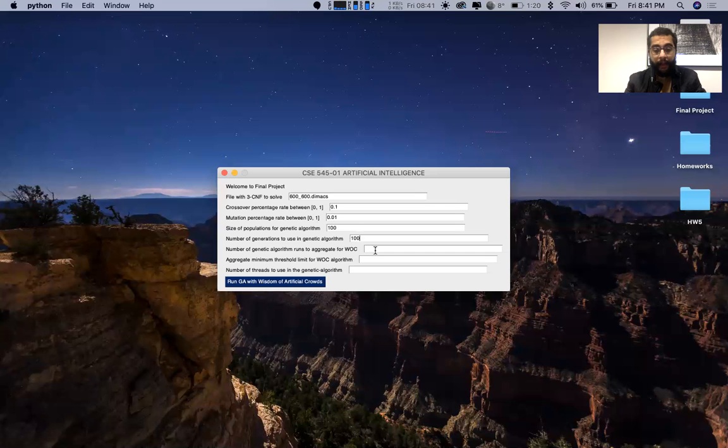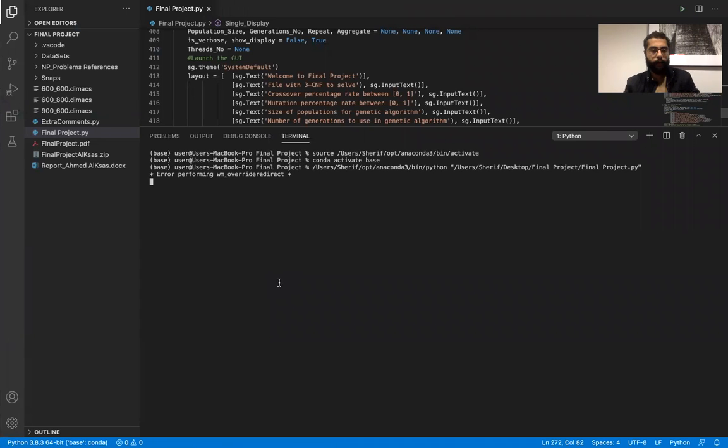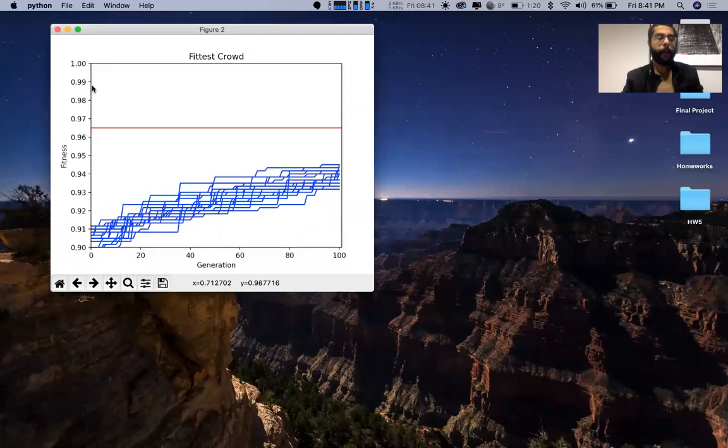Number of repetitions of the genetic algorithm, let's make it 20. The threshold, 0.9. And finally, number of threads, let's make it 5. And then run the genetic algorithm. Let's wait for the answer. Yeah, we have the answer here.